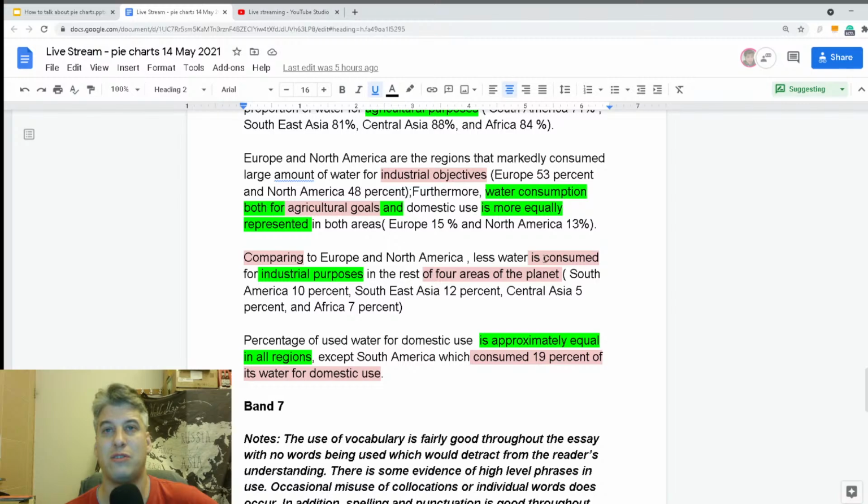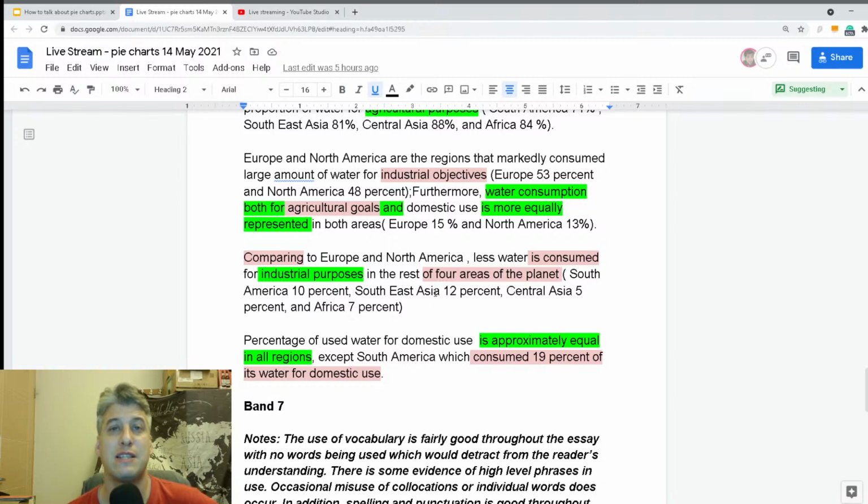Comparing is not the right thing, because we're making a direct comparison here. It's not the right word. Okay, so less water is consumed for industrial purposes. I'm not sure if I would use "is consumed for industrial purposes." I think "is dedicated to" or "is used for," I think. Consumption, I don't know if it's quite the right word. It just didn't sit quite well with the sentence, not for me anyway.